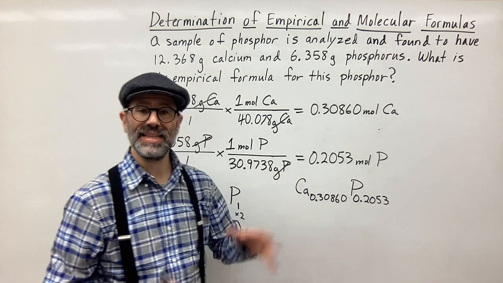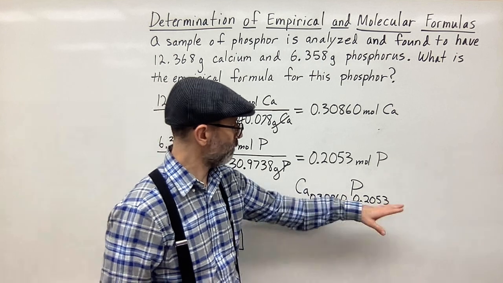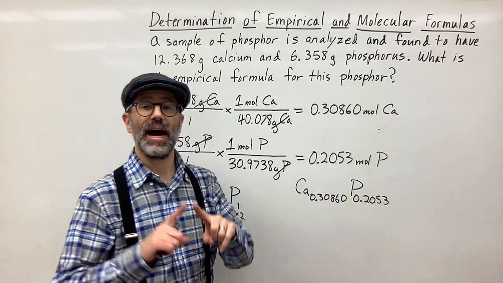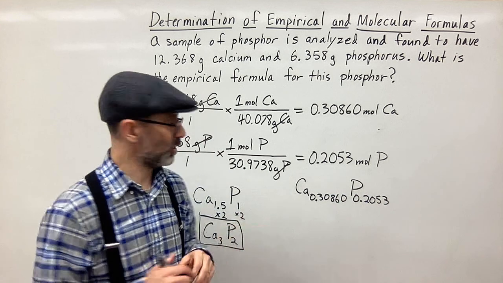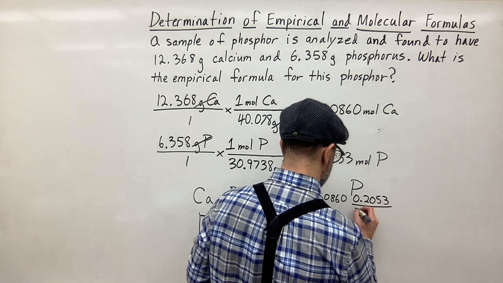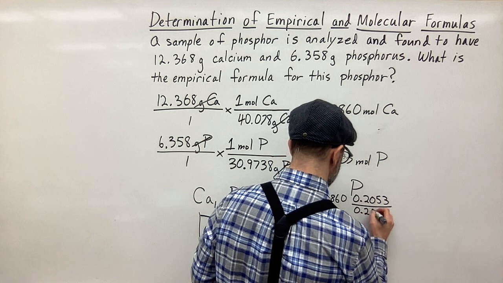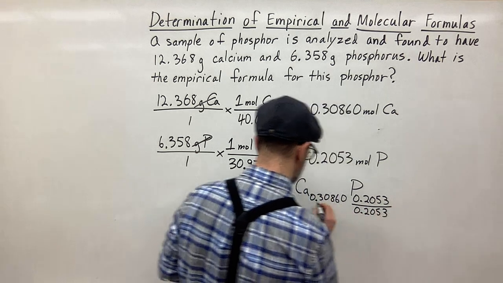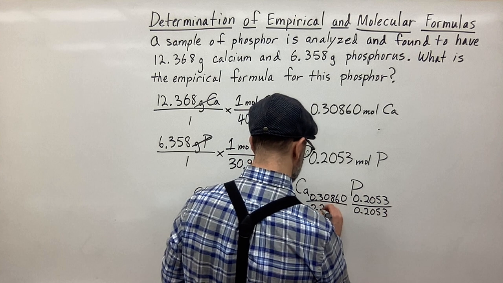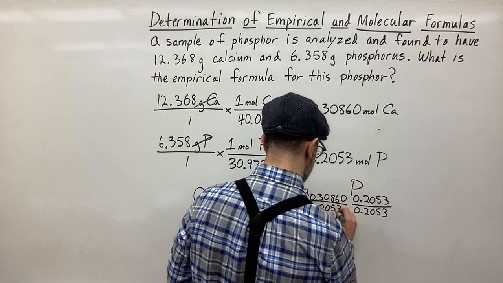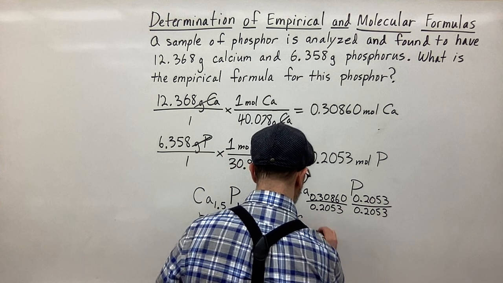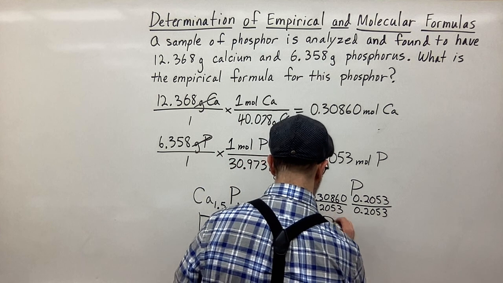So again, you do the exact same thing. How do you simplify? The first thing you're going to do is take the smallest number and divide all of the numbers by the smallest number. So again, this is the smallest number. So I'm going to divide this one by 0.2053. And then this one I'm going to divide by 0.2053. And again, I get the Ca 1.5 and then P 1.